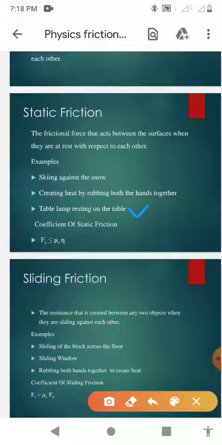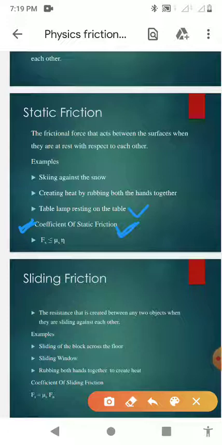So the answer is we measure friction via a special concept known as the coefficient of friction, or we can say it is the index of friction. Coefficient of friction is nothing but the index of friction, which gives us how much friction there is between two surfaces in static friction. It is calculated using the formula Fs is less than or equal to mu s into N, where Fs is the static frictional force and mu is the coefficient of friction.